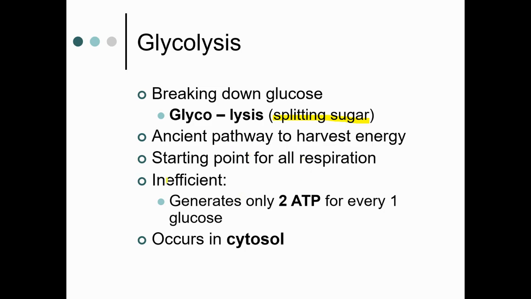Now, you can see that it's not super efficient. Glycolysis gives us only 2 ATP per glucose. And as we go through, we're going to be really focusing on what's going in and what's coming out, okay? So what's going in is glucose, and from this process, we are going to generate 2 ATP, okay?